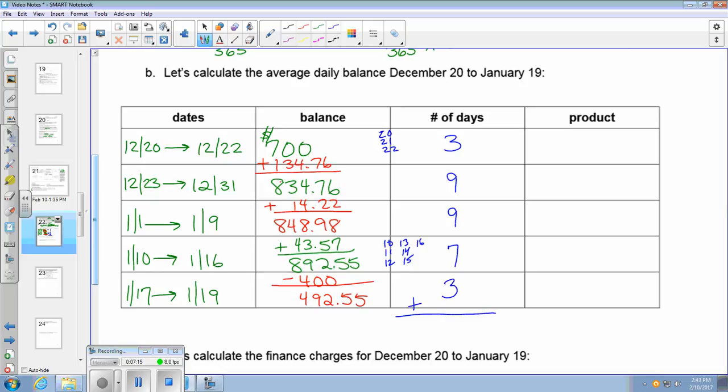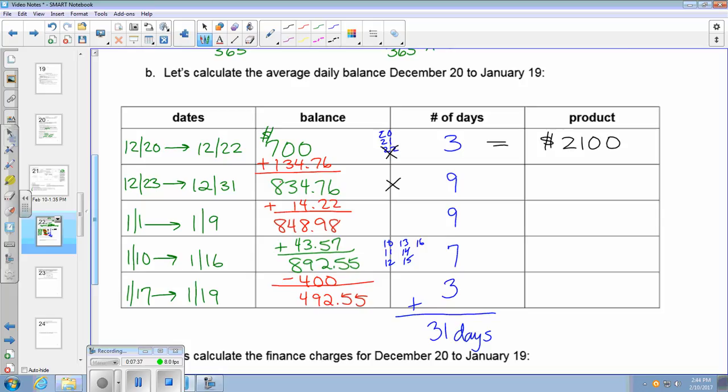So a good check here. Remember, we knew that that was 31 days in the billing cycle. We should have a total in this column of 31 days. All right, our last step is we're going to get a product. So we're going to do 700 times 3. And it's going to give us a total of $2,100. And I'll explain why in just a moment.